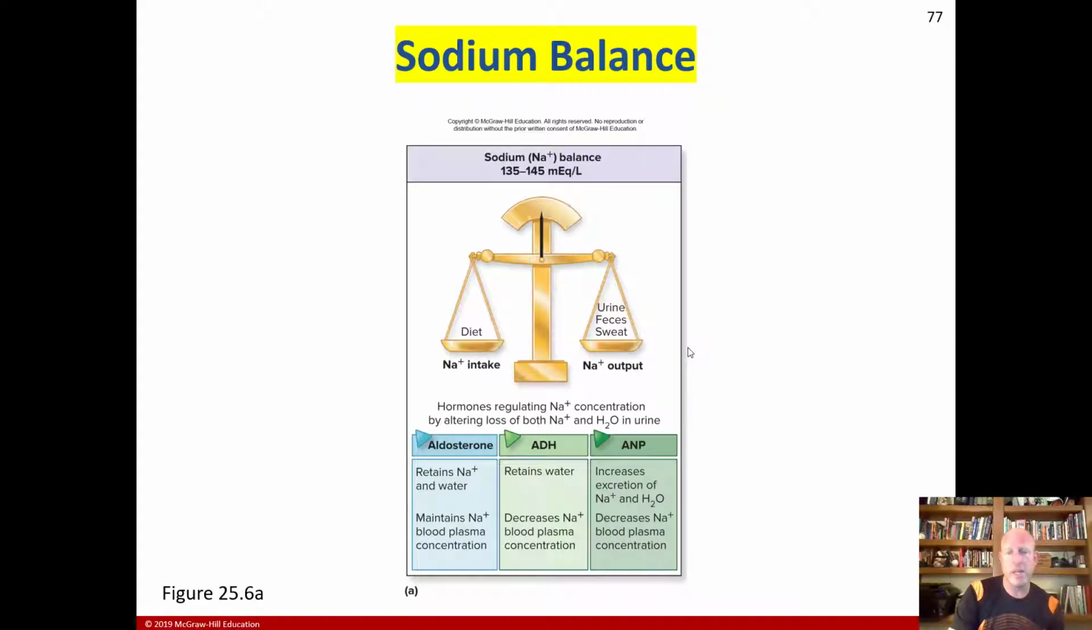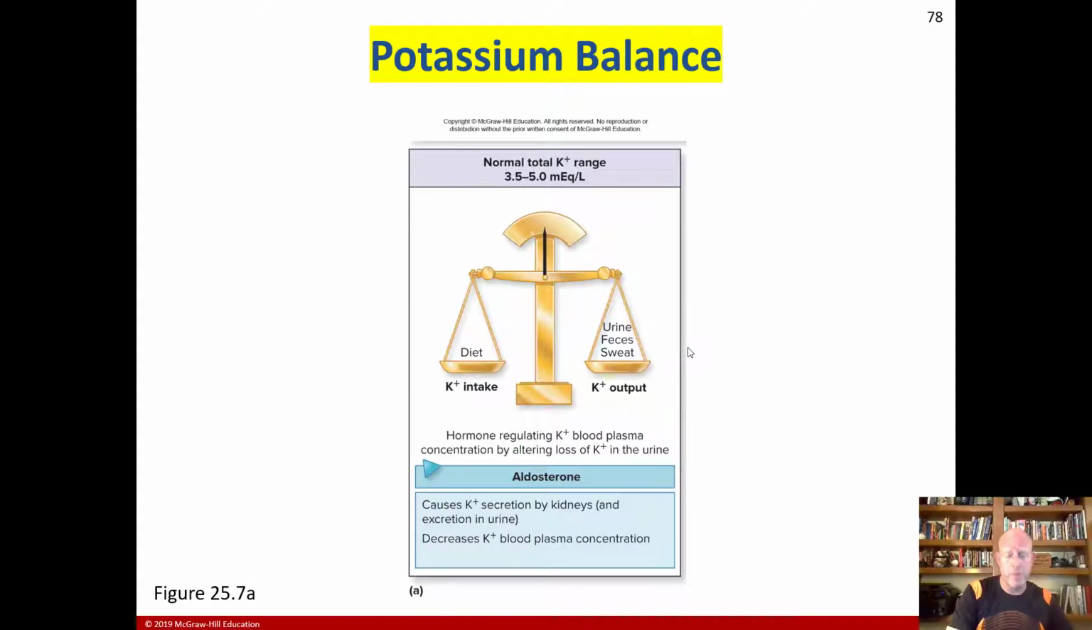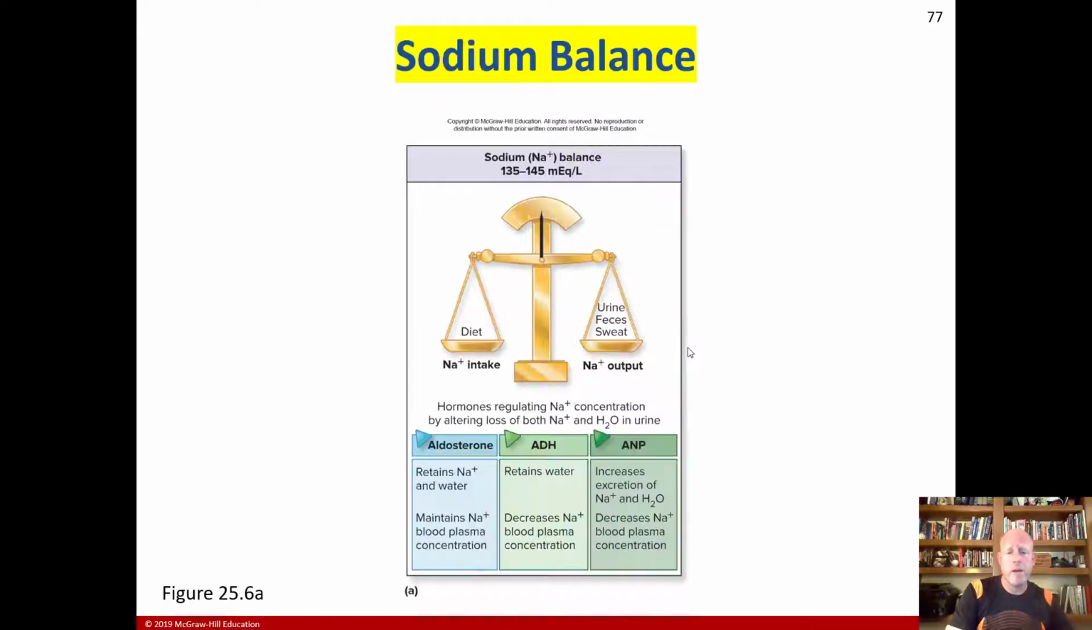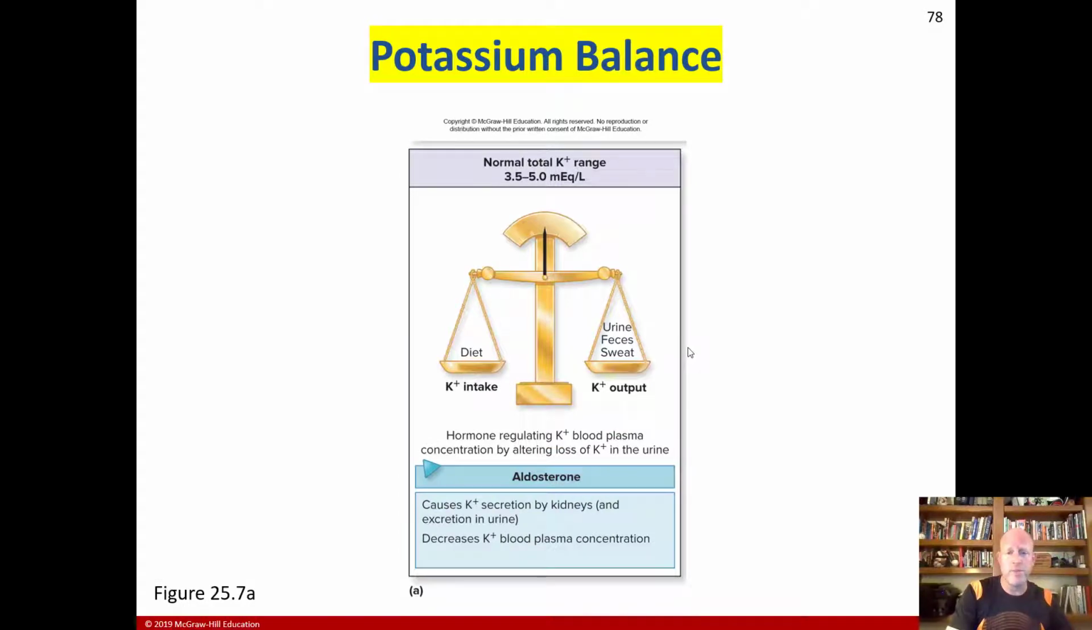Here's that again, noting sodium balance, and the role again of aldosterone, ADH, and ANP. This specific image is not on your exam. Same with potassium balance. Use this little diagram as a good understanding of how it's affected by, in this case, aldosterone, ADH, and ANP with sodium balance, and aldosterone specifically with potassium balance.